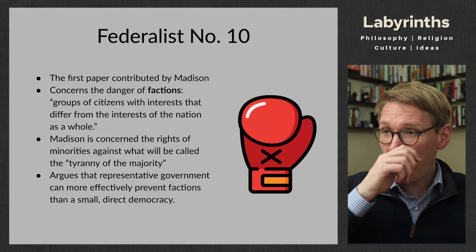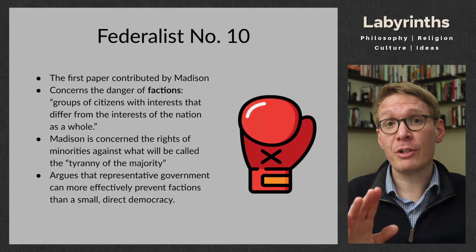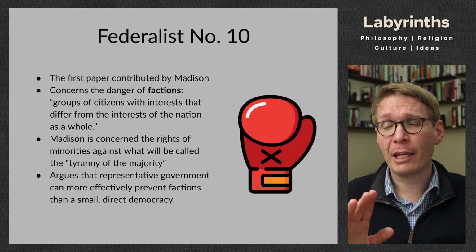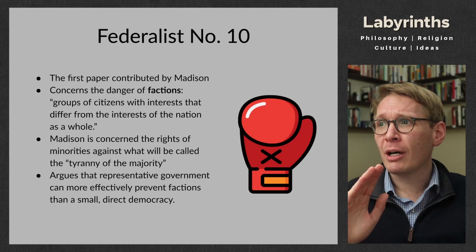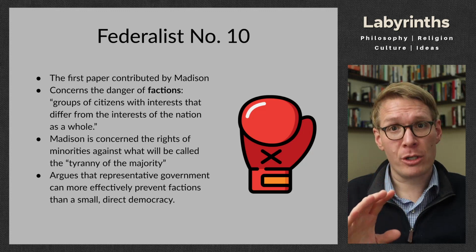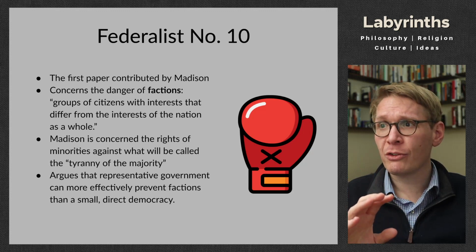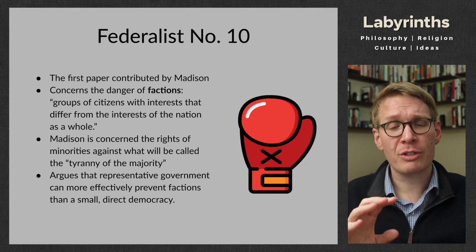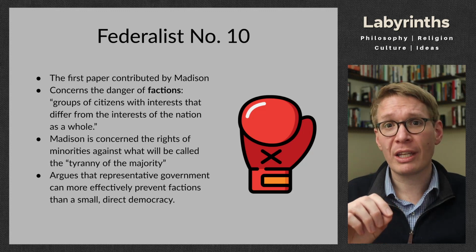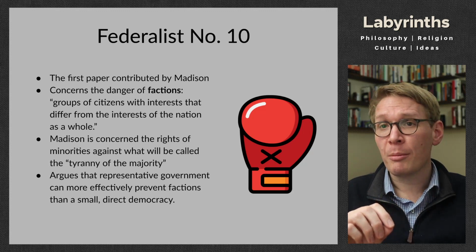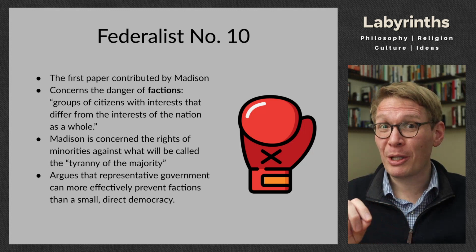This paper by Madison is a great example of the division of terms, which is why we're looking at it. It's focused on factions, defined as groups of citizens with interests that differ from the interest of the nation as a whole. So we call these today interest groups, right? It's possible to have a majority faction or a minority faction.